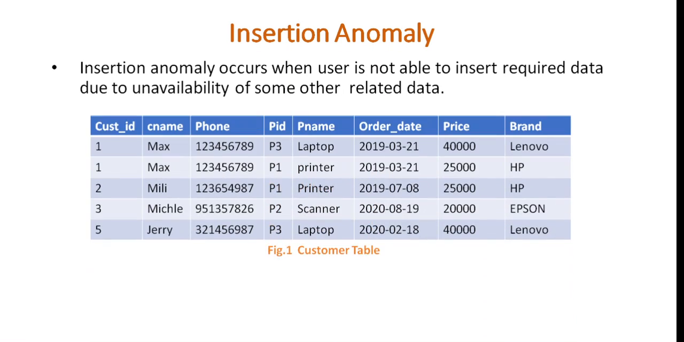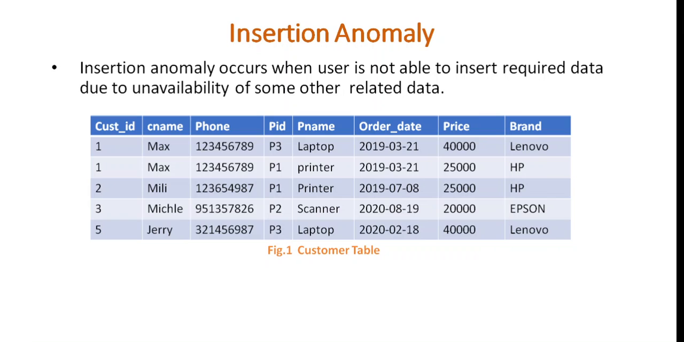Okay, for example, see, this customer table is there. The customer table consists of the attributes customer ID, customer name, phone number, then product ID, product name, order date, price and brand. So these all are the attributes of the customer table. Now when we look at this table, we can clearly say that this table is for customers who have ordered some product. So this table consists of information about the customer entity, and it also consists of information about the product entity.